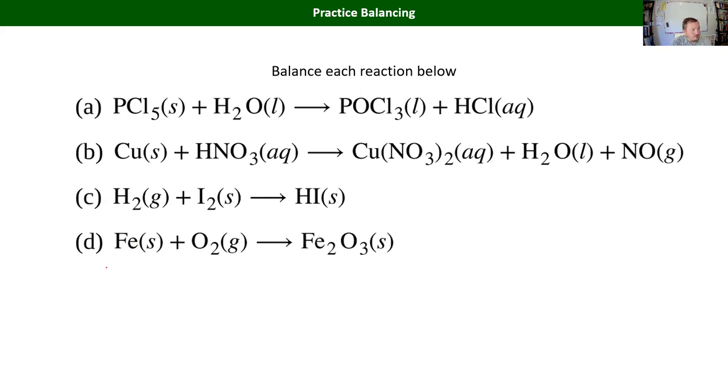All right, so I'm going to start at the top. There are a couple ways you could approach this. This in particular is a tricky one because you have chlorine in two different products. But if you start from the perspective of looking at the phosphorus, your phosphorus is already balanced. There's one phosphorus on both sides, right? And same with your oxygen. There's one oxygen on the left and one oxygen on the right.